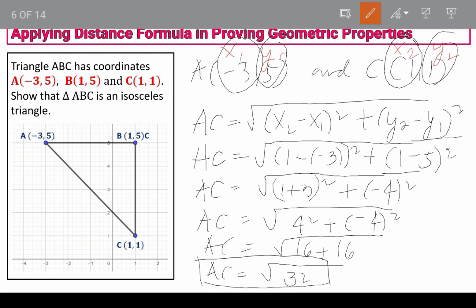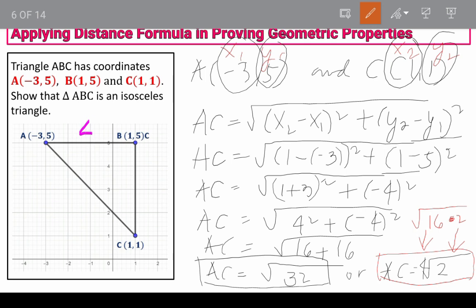However, we can still simplify the square root of 32. AC is equal to 4 square root of 2. So how does it happen? 32 is divisible by 16, right? So we have 16 times 2. And if you get the square root of 16, you have 4, and what remains inside of the radical sign is 2. So you have AC is equal to 4 the square root of 2 units.